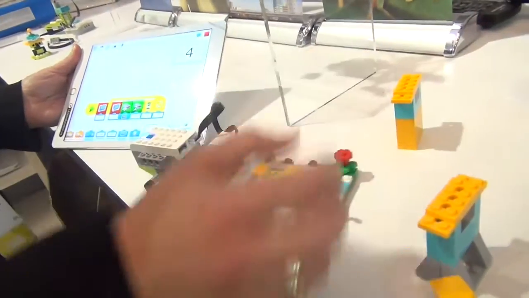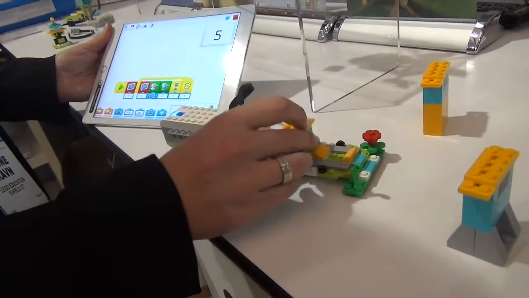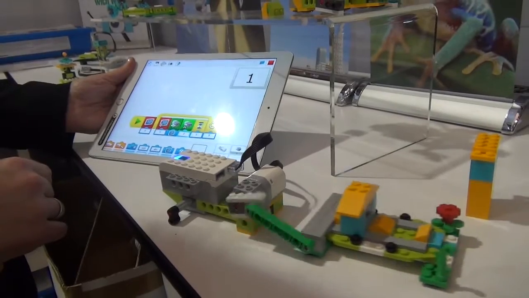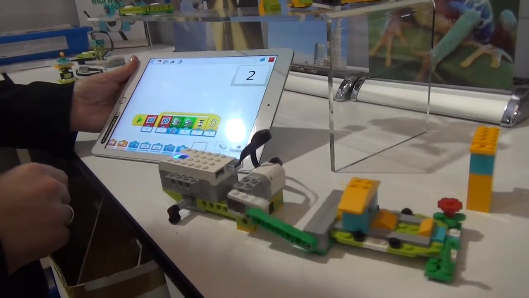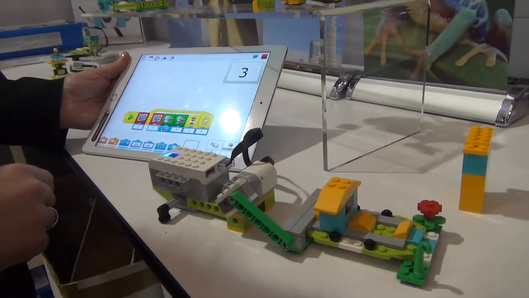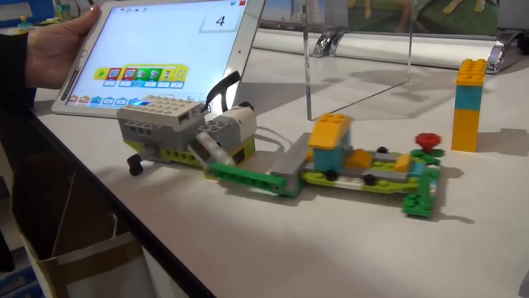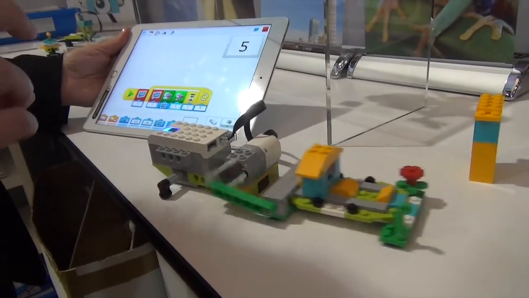So then I can try another construction. I can try maybe a lower house. If I put that one on, I can test again now. I can push play and start slow. It goes a little quicker. And a little quicker. Already now it's better than the first one. You can see that the low house is better than the tall house.